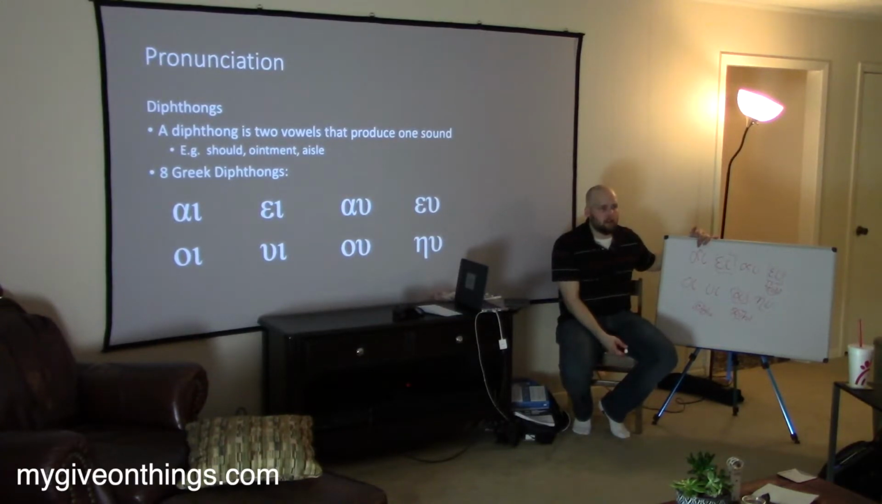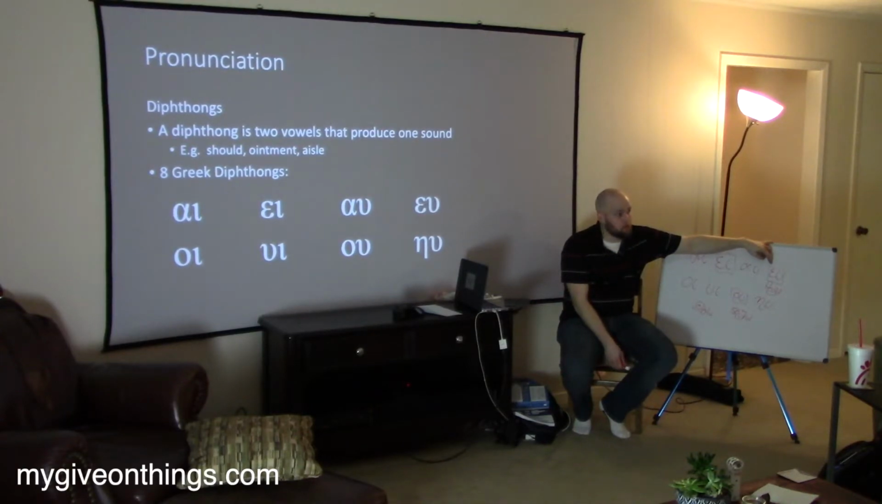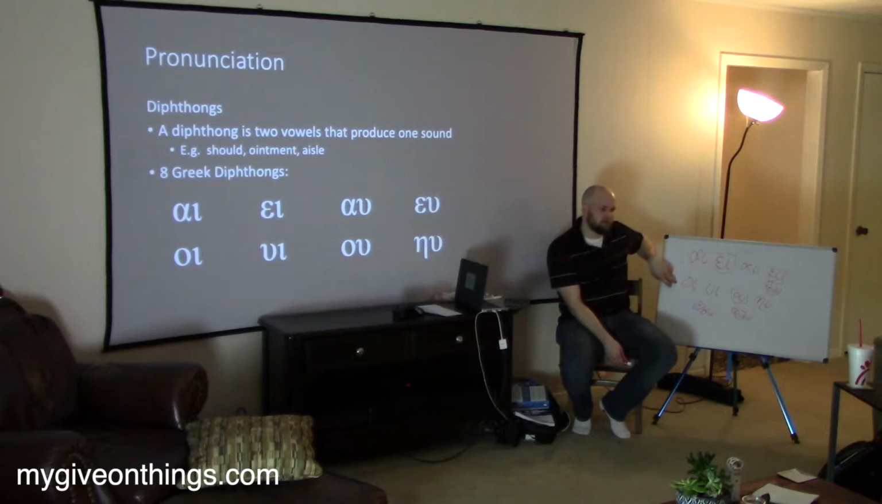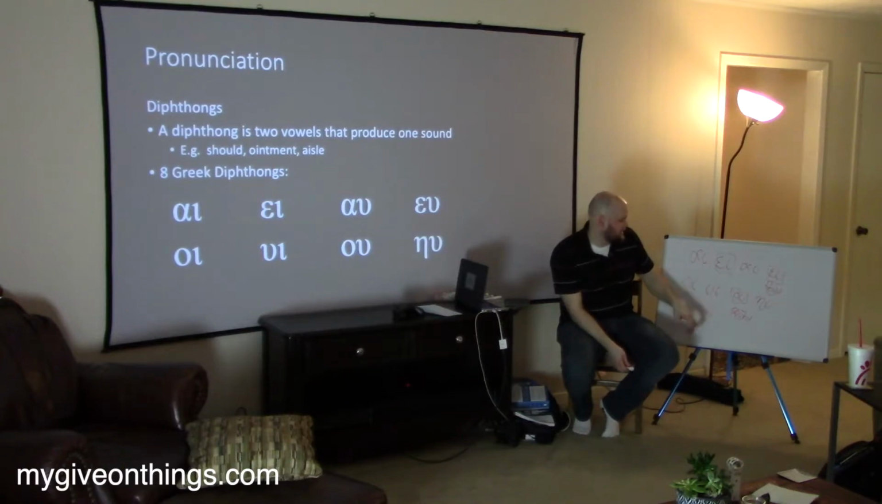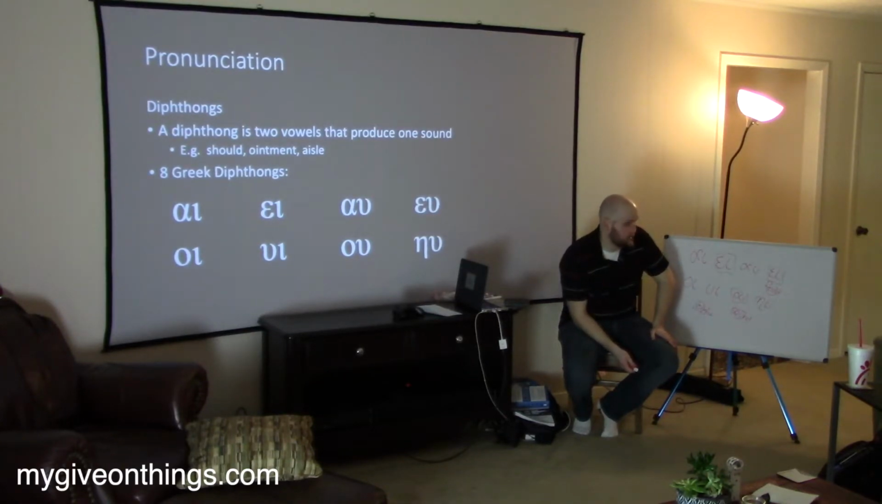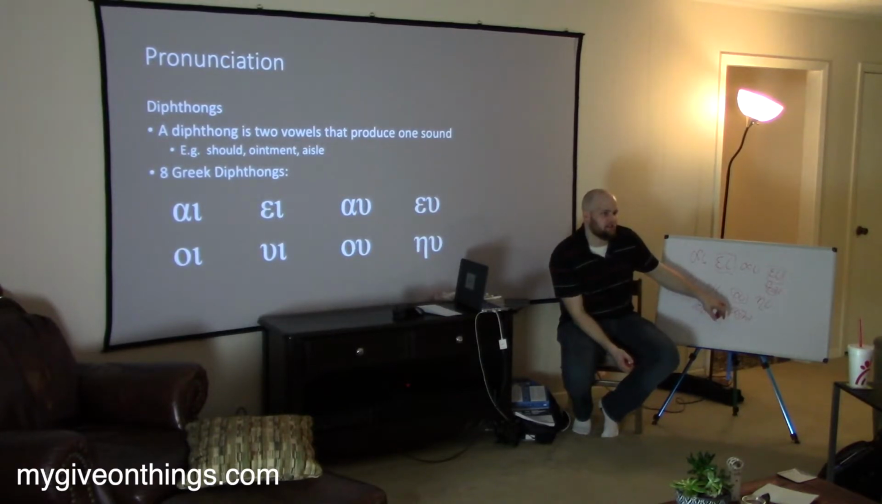Alpha iota sounds like I. So like the word aisle, like center aisle, right? A-I-S-L-E. Alpha upsilon, ow, as in like sauerkraut. Epsilon upsilon, ew, as in like feud. Omicron iota, oi, as in like oi. Omicron upsilon, like suite, S-U-I-T-E. Sweet. Okay. Omicron upsilon, ow, as in like sound.